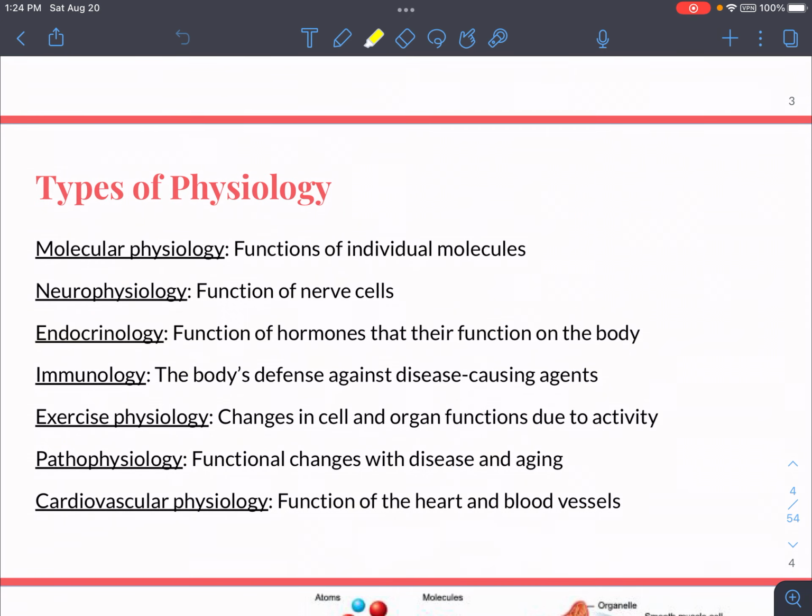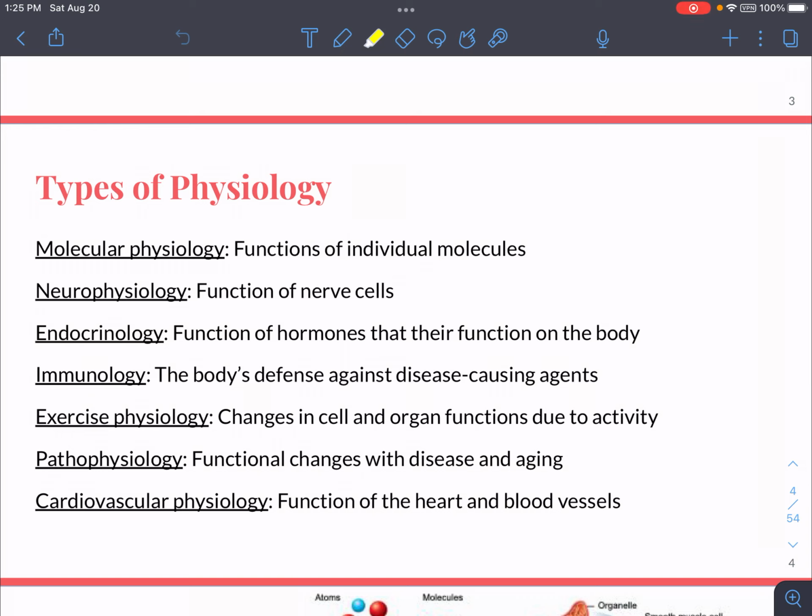There's also many different kinds of physiology. Remember, physiology is how something works. So we have molecular physiology, which we will look at, which is the function of individual molecules, like how is sodium, calcium, potassium, how is that used in our body? We have neurophysiology, which is how nerve cells work, how our brain works, and how nerves work too when you touch something. And what does it take to stimulate that nerve to send information to your brain?